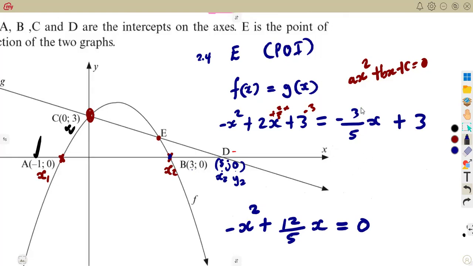All right. So this was 3 over 5 there. So it's 2 plus 3 over 5. Where am I getting the 2 over 5? This is 3 over 5. So if it is 3 over 5, that means it was supposed to be 13 over 5. So it's supposed to be 13 over 5 here. So this is supposed to be 13 over 5x.